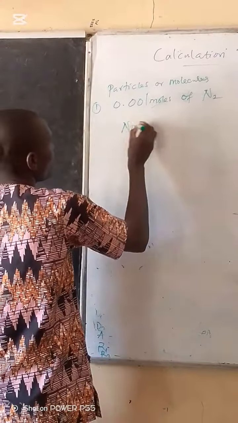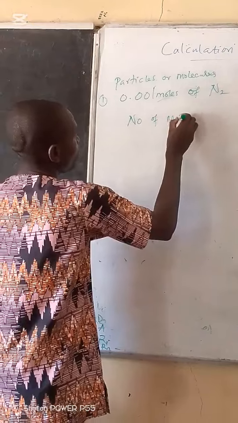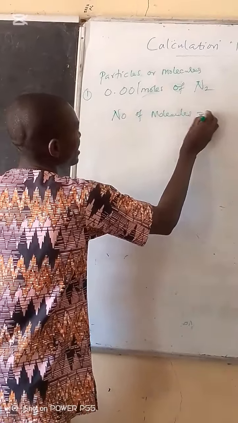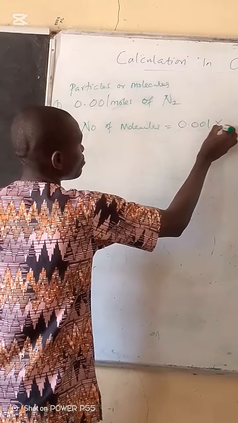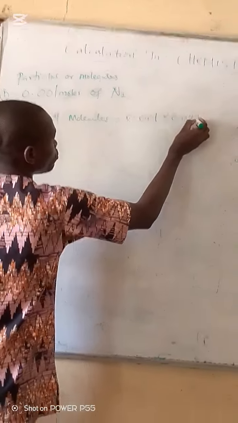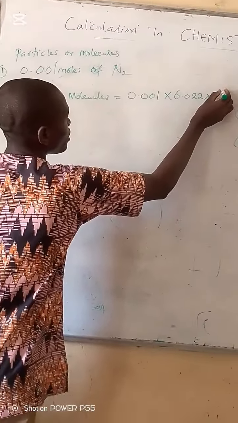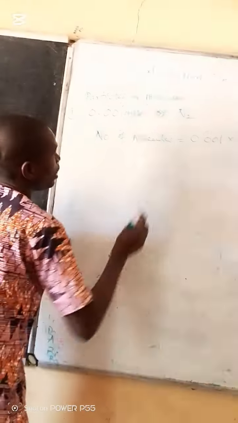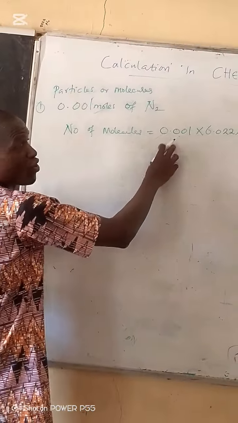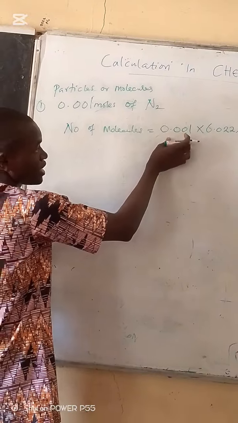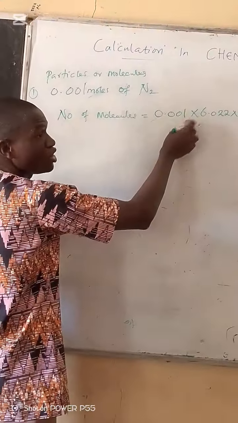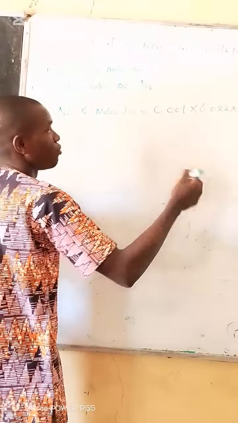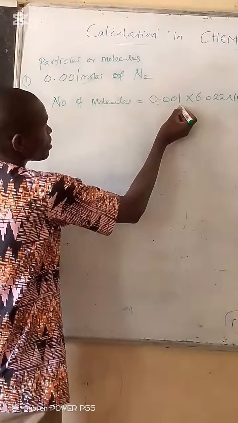So we are going to say number of molecules is equal to 0.001 times 6.022 times 10 raised to power 23. Yes, how do you handle this? Now, you express this in standard form, or you use calculator to multiply. Even if you multiply, you still have to express it in standard form. So, how do we express this in standard form?